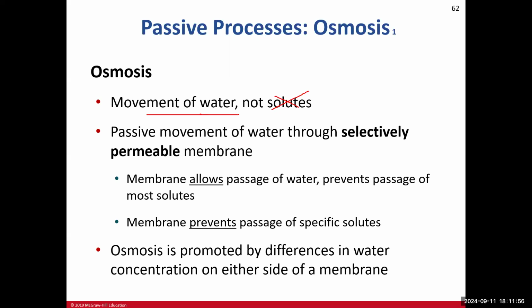Okay, so technically osmosis is the movement of water through a semi-permeable membrane from an area of high concentration to low concentration. So in our class here, for our purposes, what do you think that semi-permeable membrane is going to be?